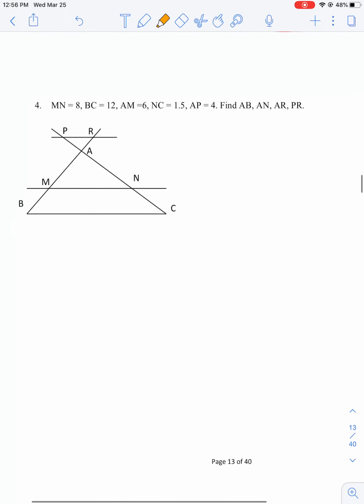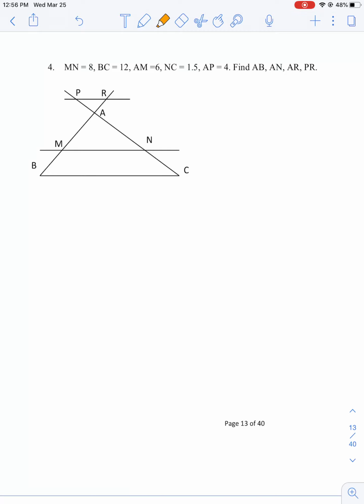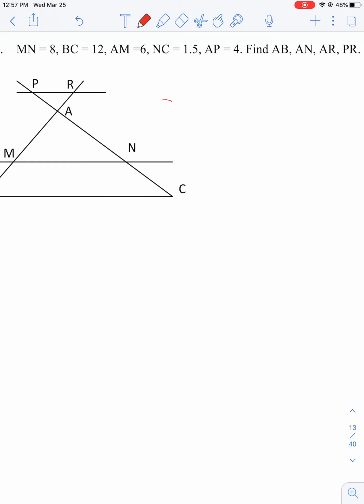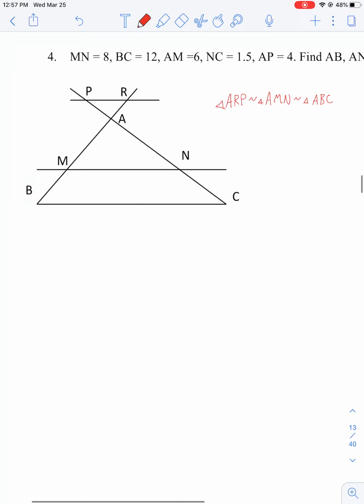And last but not least, we're going to use all 3 triangles now. So we're going to say that we've already proven these triangles are similar. So I know that triangle ARP is similar to triangle AMN, which is similar to triangle ABC. So those 3 triangles are similar, and that's if and only if these are parallel. So draw in your parallel lines there.